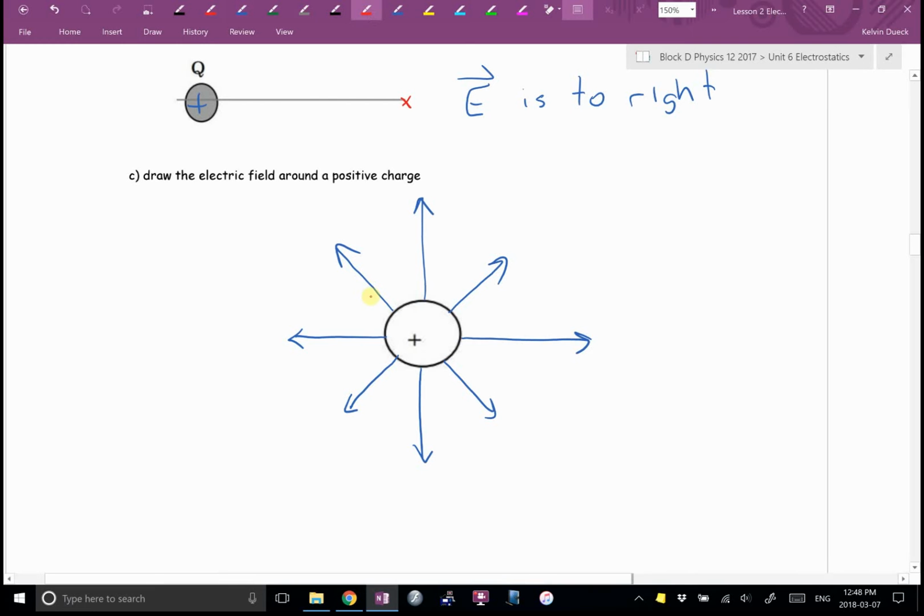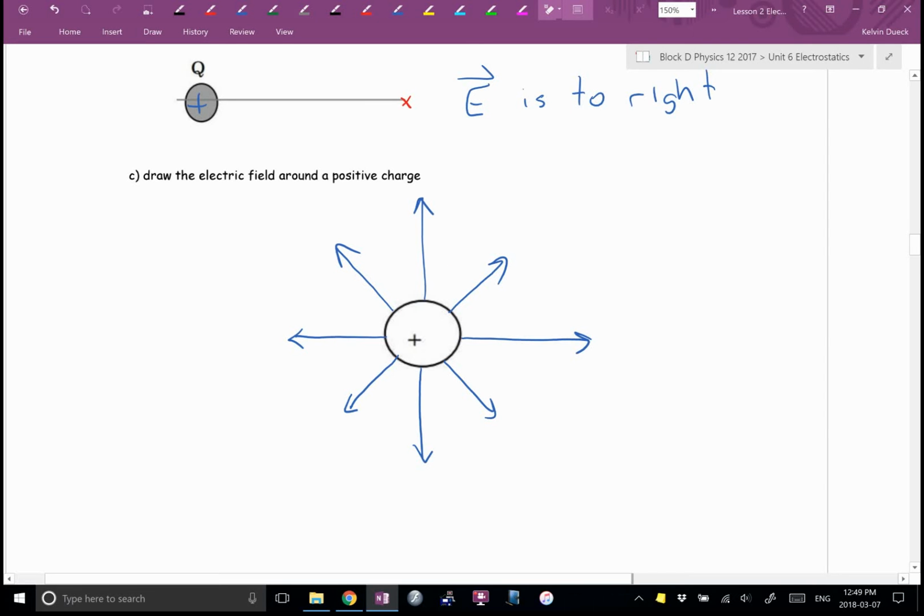Do you notice that the lines are closer together there than right there? As you move further away, electric field gets weaker. In fact, if there's an r squared on the bottom, twice as far away means four times weaker. Three times as far away means nine times weaker. And then the other thing is the number of lines.